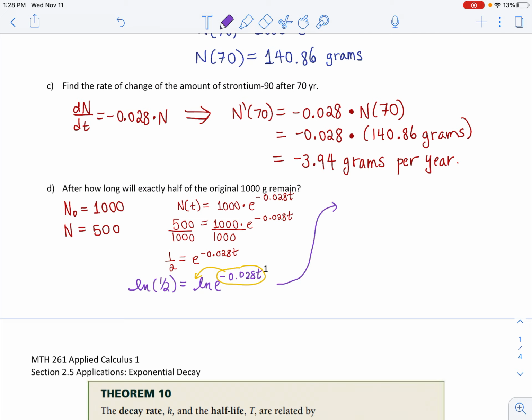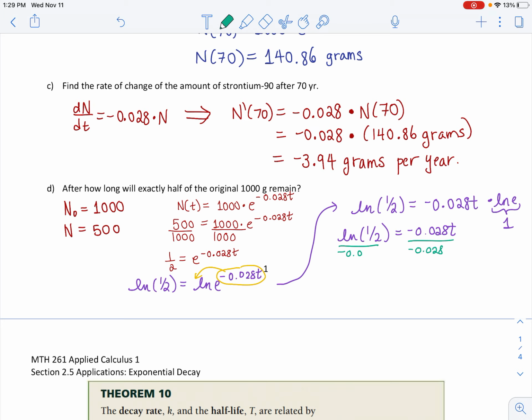Okay, using the log property, let's bring this guy down. So I'm going to get natural log of 1/2 is equal to negative 0.028t times natural log of e. And what is that? That's just 1. So we got natural log of 1/2 is equal to negative 0.028t.